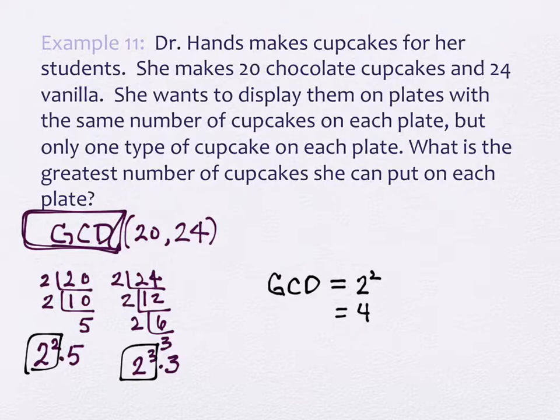So if I were creating these plates, take a look and think about the question now. I mean, think practically in terms of creating these items. I would have 20 cupcakes to split, 4 per plate. How many plates of chocolate cupcakes would I end up having? I'd have 5. And how many plates of vanilla cupcakes would I end up having? I'd have 6, right? Because 4 evenly divides both the 20 and the 24, and it's the biggest thing that will do that. Any questions on that one? All right.